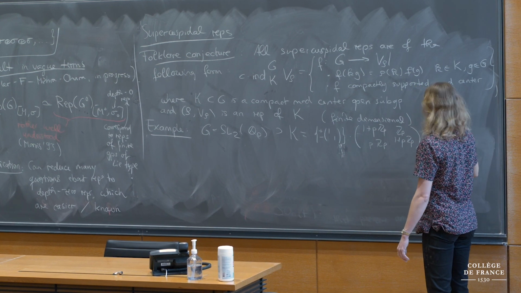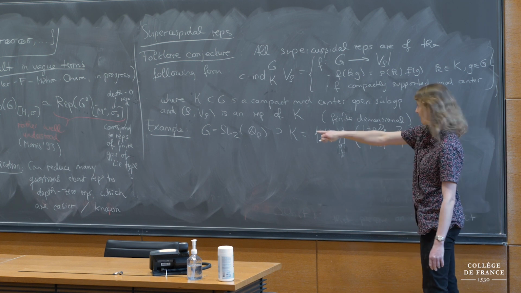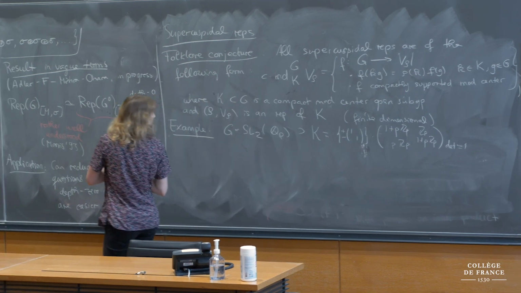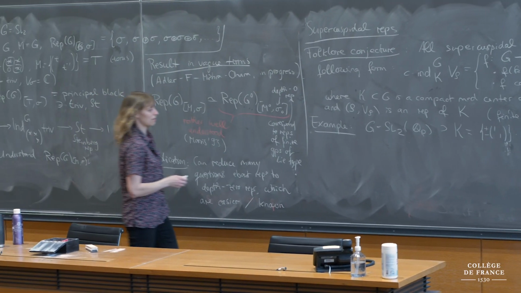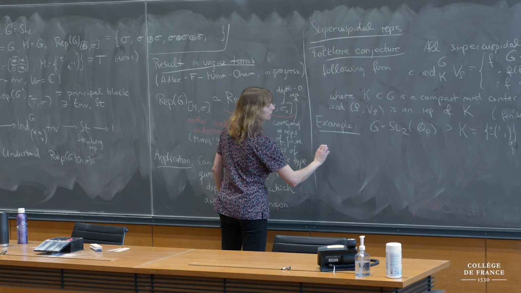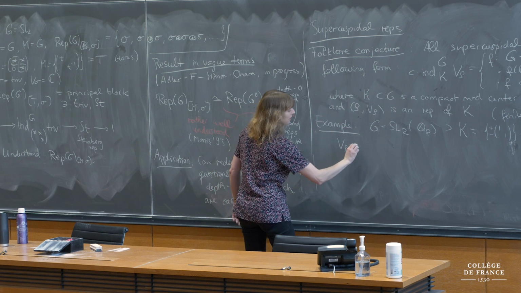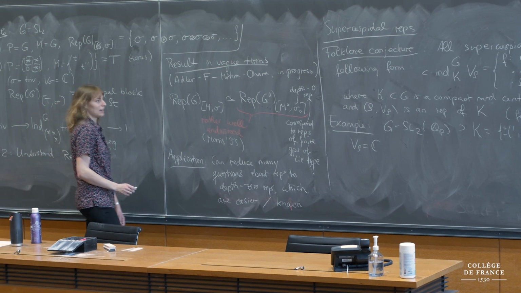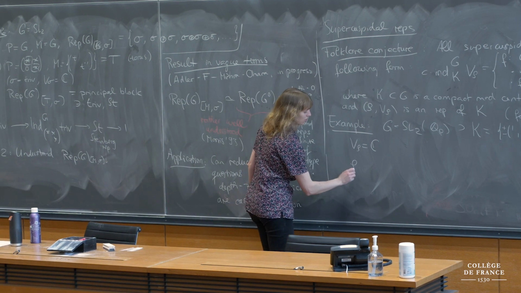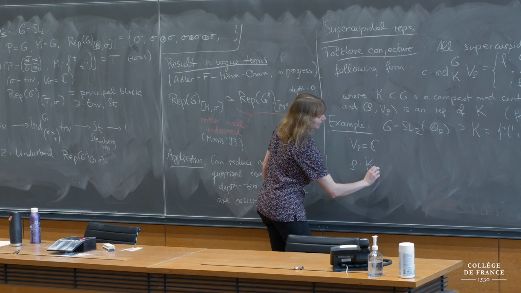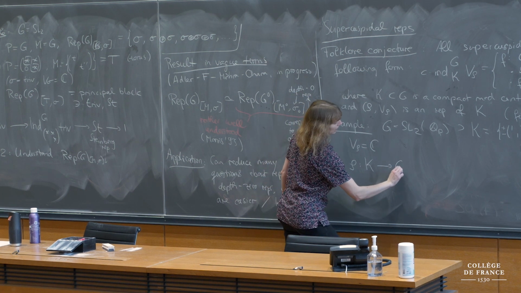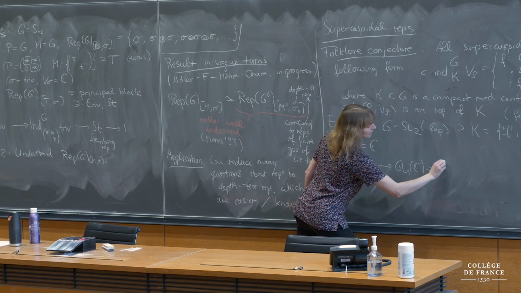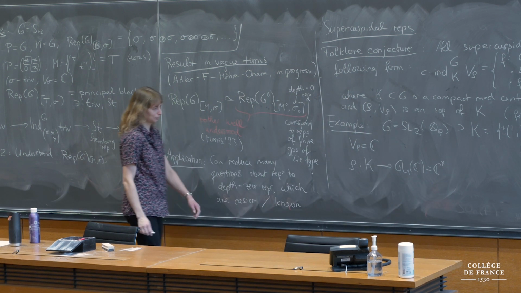I will not write this all the time. When I write matrices like this in SL2, that means determinant equals 1. So that's my compact subgroup. And now I have to define for you this representation rho. First of all, what's V rho? As V rho, I just take the one-dimensional vector space C. And so now I have to define a representation rho, which is a map from K to the automorphisms of C. That's just GL1 of C, so that's just C star. In other words, it's a character.